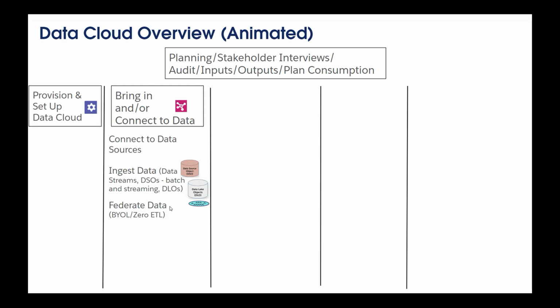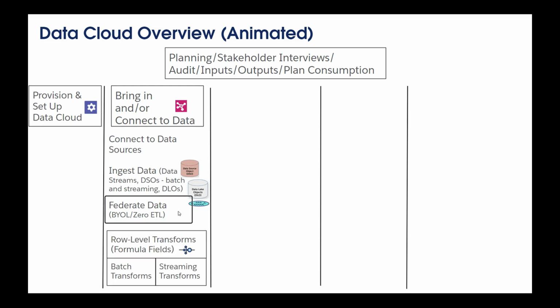Now this other option, which I mentioned earlier, is rather than ingest the data and have it taking up space in a data lake object, if it's already in a data lake that you can connect to, then you can do what they call bring your own lake, or zero ETL. ETL is extract, transform, and load. So rather than bringing it into Data Cloud, you do this other step of federating the data instead of ingesting the data, and that's an option.